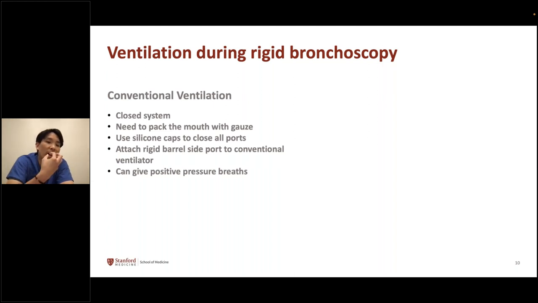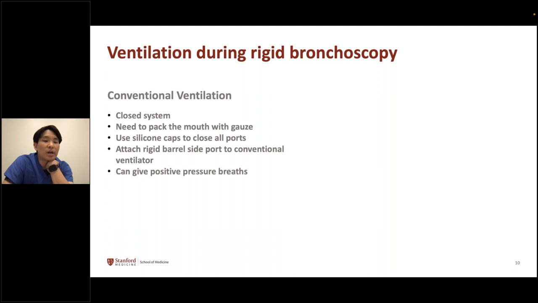So the patient's mouth is packed with gauze so that there's no leak around and coming out. And then we use the silicone caps that I showed you earlier in the pictures to make sure that there are no holes at the proximal part of the rigid bronchoscope. And then to the conventional ventilator, we just connect the side port with the tubing so that the ventilator can pick up all the end tidal, as well as deliver all the gas and everything else too.